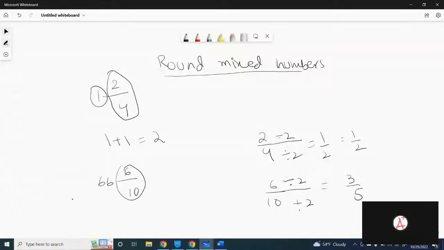So you have to compare 3 over 5 to 1 over 2. Is 3 over 5 greater than 1 over 2 or less than 1 over 2? Both numerator and denominator are greater than 1 by 2, isn't it? That means 3 over 5 is greater than 1 over 2. So greater than 1 over 2, that means you have to round up, remove the fractional part and add 1 to the whole number. So it would be rounded off to 67. Got it?